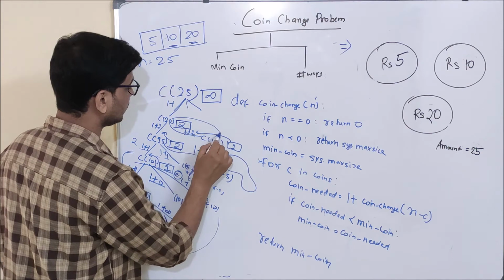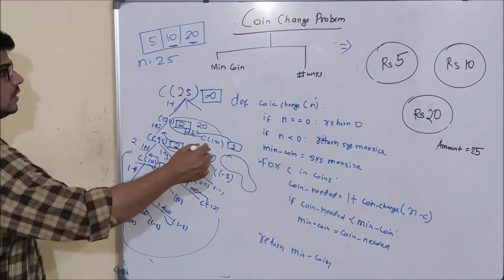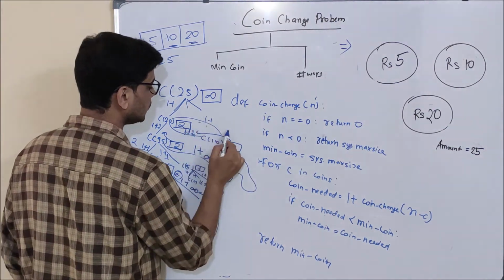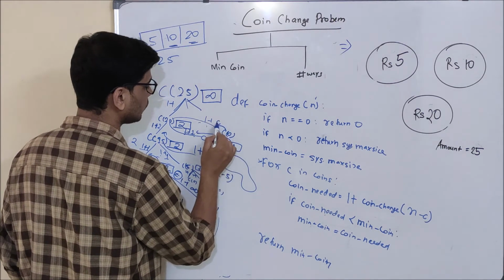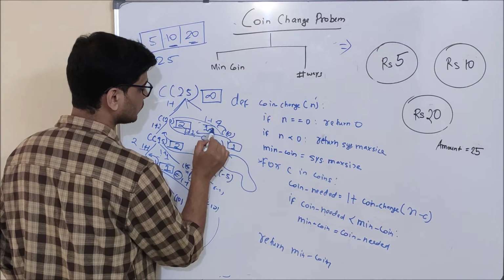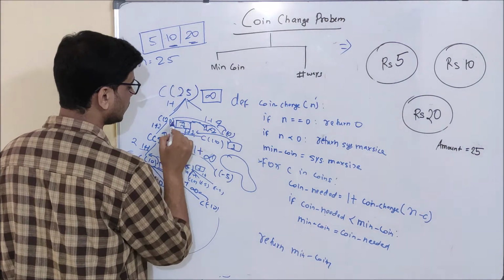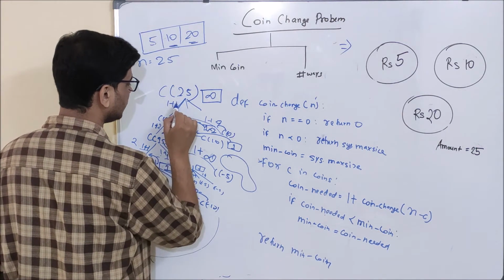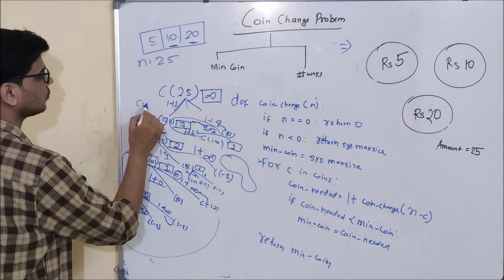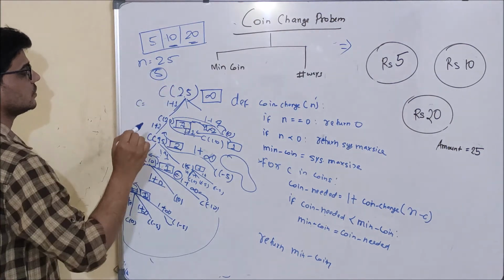C of 20 is going to try for the third option, that is 20 coin. This particular coin. So when it will go for this coin, 1 plus C of 0, and it will return 0 from here. Coin needed for this particular option is 1. It is smaller than 2, so 1 will be updated here. Got it? And 1 will be returned to C of 25 for the first option, that is C equal to 5.